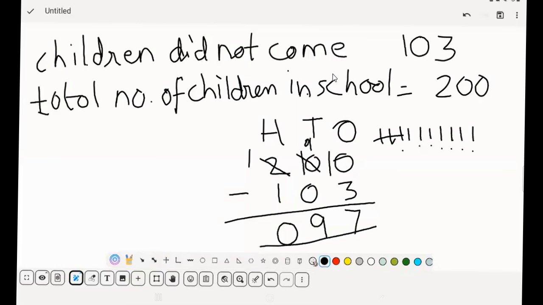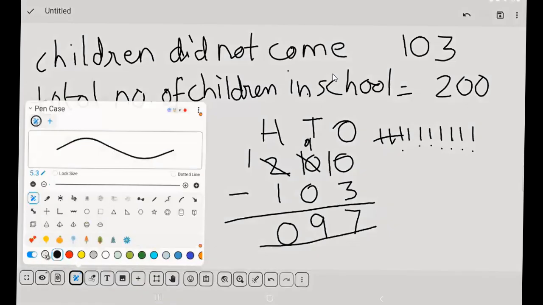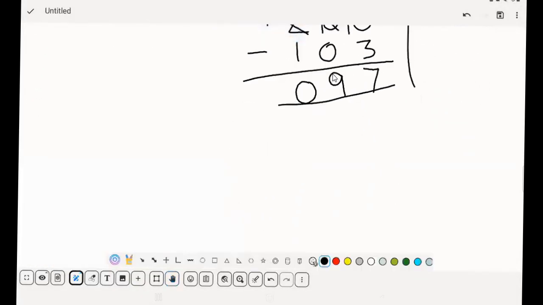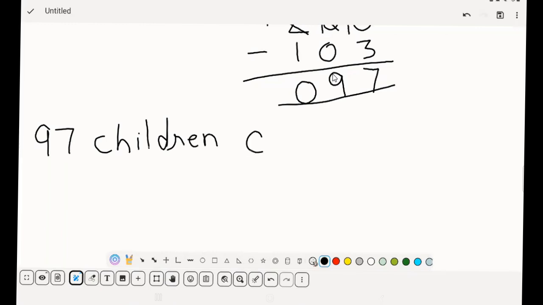So how will you write the answer? You can write the answer. How will you write? 97 children come to the school.